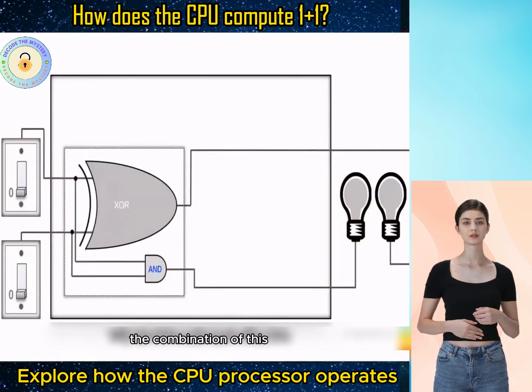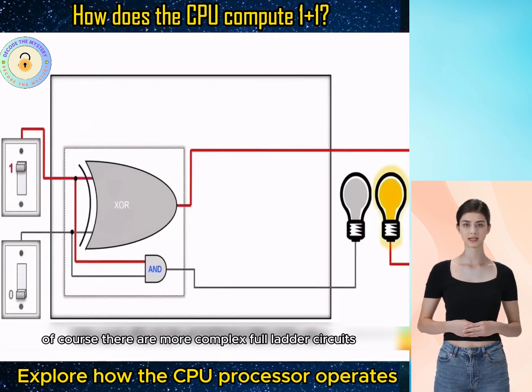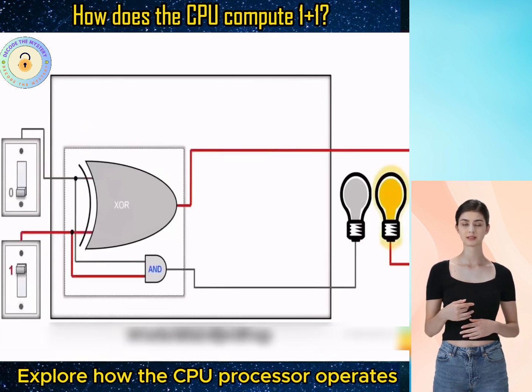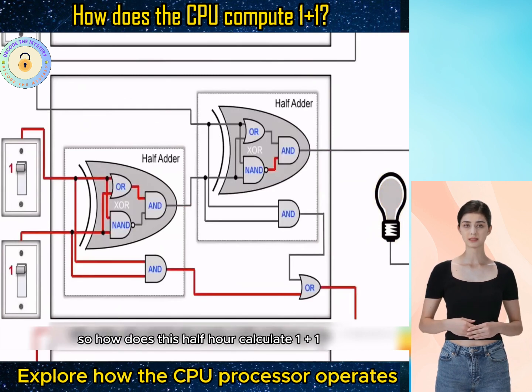By now, a logic gate circuit capable of addition has been completed. The combination of this logic gate circuit is called a half-adder. Of course, there are more complex full-adder circuits. We'll talk about this later. So how does this half-adder calculate 1 plus 1?